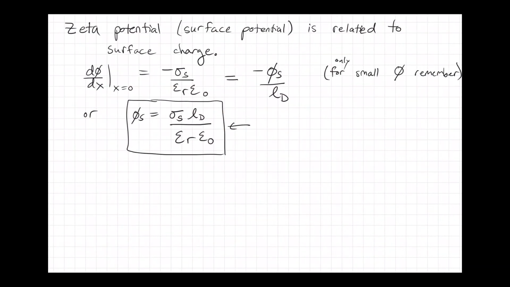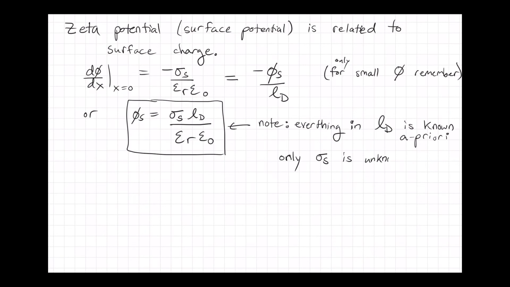And the only thing that I would remind you of here is that the equation that I'm writing here is technically only valid if the potential itself is small compared to kBT. Everything that appears inside the zeta potential formula that's written there is known a priori, except for the surface charge density. But since the zeta potential itself can be measured, because it's basically like a voltage measurement, you can actually use the measurement of the zeta potential to calculate the surface charge density, which is, I think, how it's used more commonly in practice.